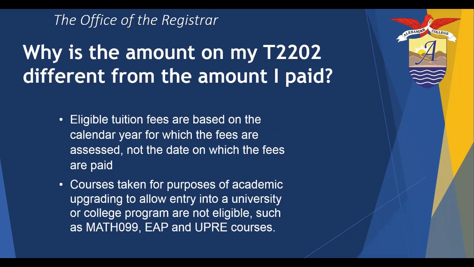Why is the amount on my T2202 different from the amount I paid? There are a few possible reasons. Eligible tuition fees are based on the calendar year for which the fees are assessed, not the date on which the fees are paid. Or, courses taken for purposes of academic upgrading to allow entry into a university or college program are not eligible, such as Math 099, EAP courses, and UPRE courses.